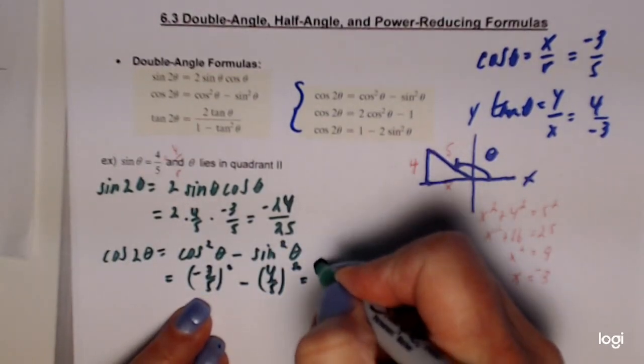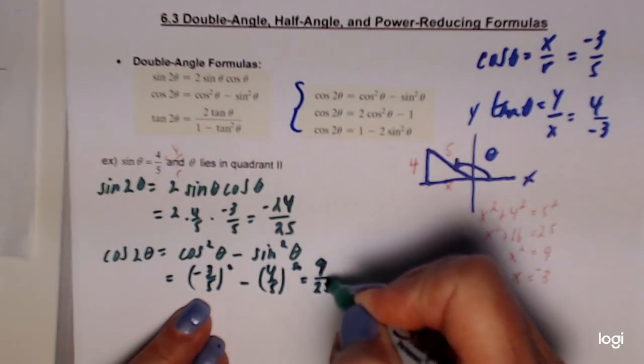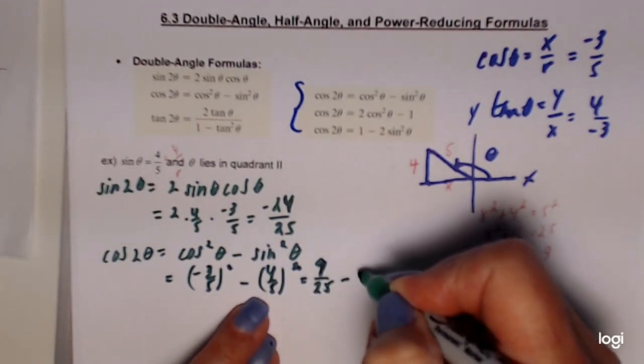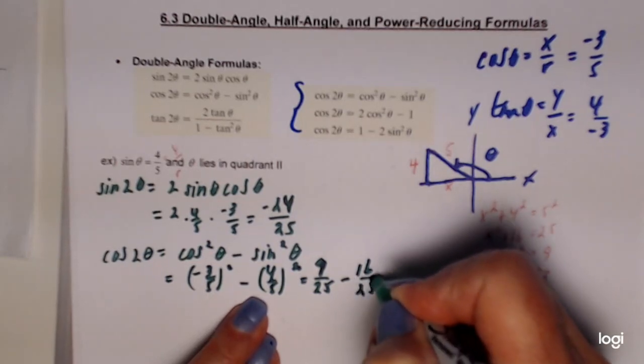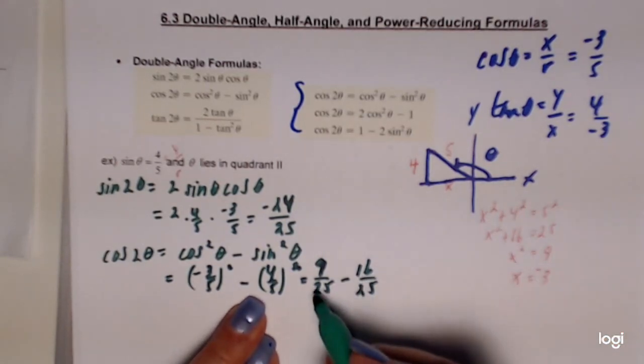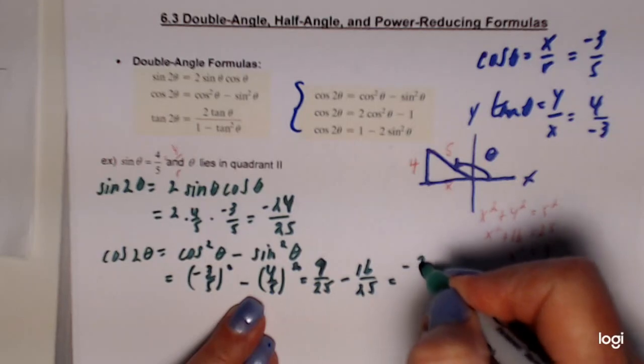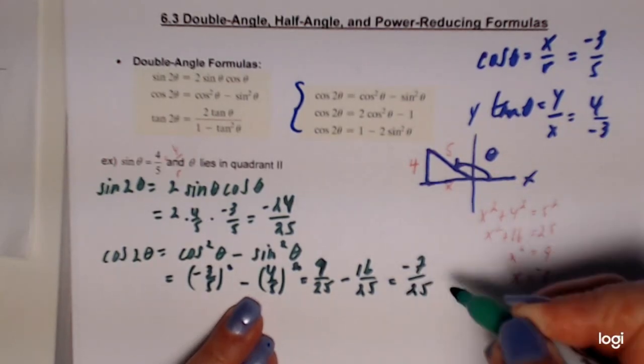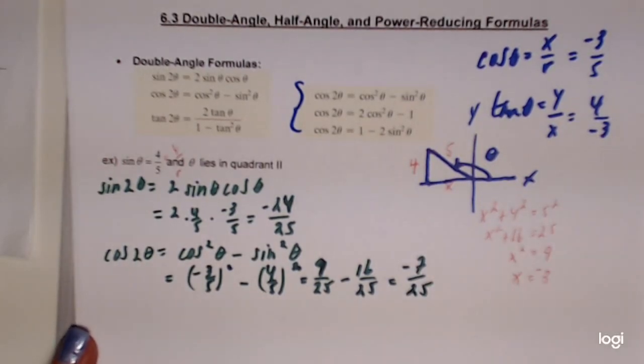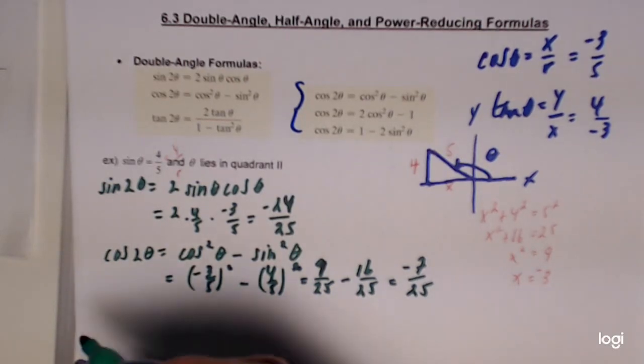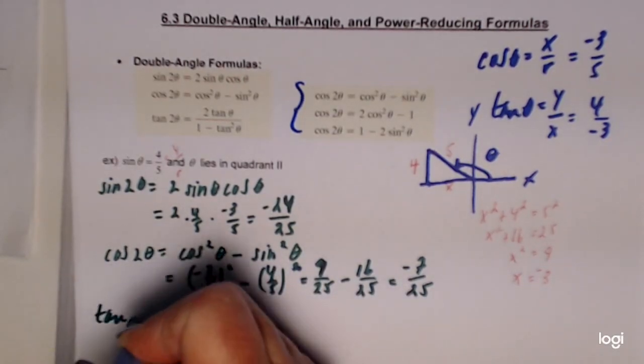This would be 9/25. 4/5 squared. 4 squared is 16/25. And so now 9 minus 16, we have -7 over 25. So we have a cosine of this angle, which was -7/25. Moving on, we're going to take a look at the tangent of this angle, or double this angle.